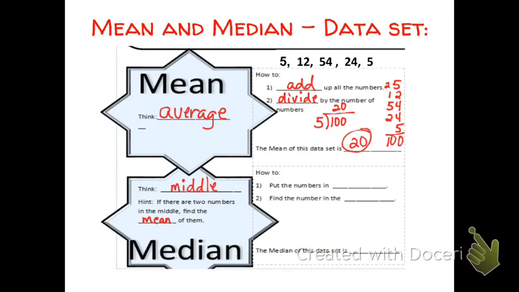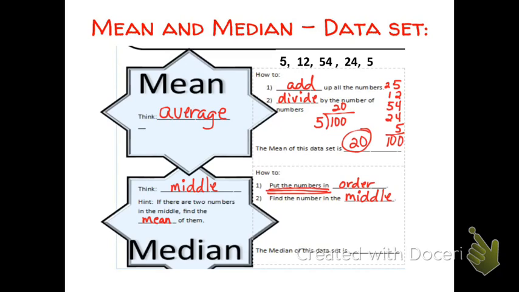Okay, so let's do the how-to. The first step is the most important. As a matter of fact, I would underline this, because if you forget this part, you will get the wrong answer. You must put the numbers in order, least to greatest or greatest to least. Doesn't matter. I generally tend to put them least to greatest because that's easiest for me. But you have to put them in order to find the one that's in the middle.